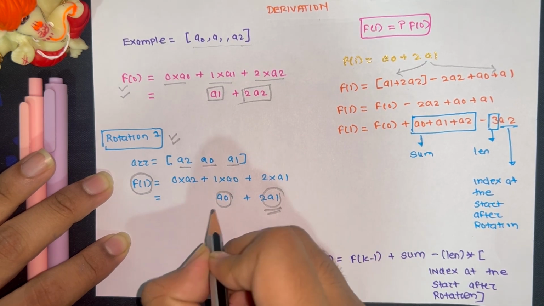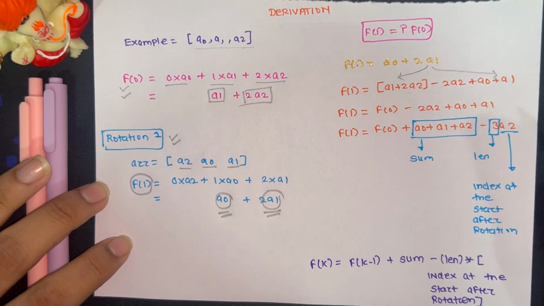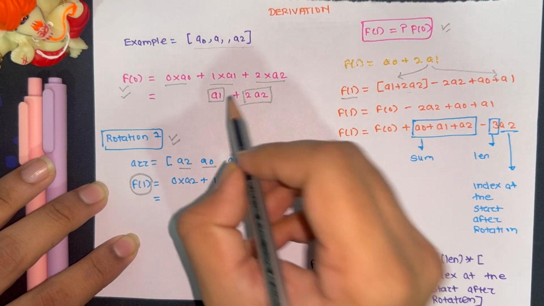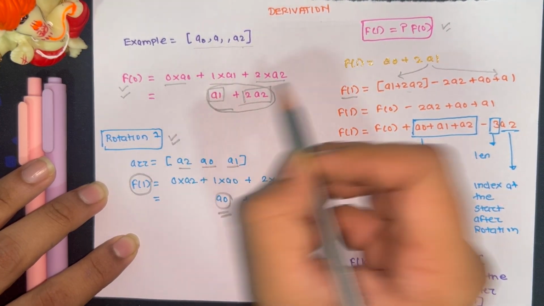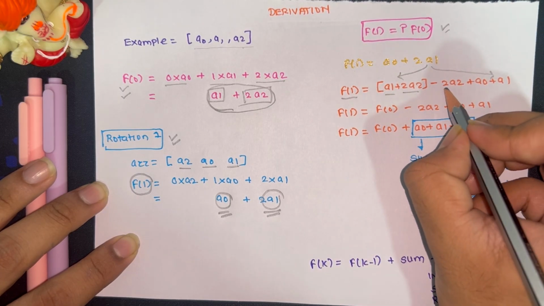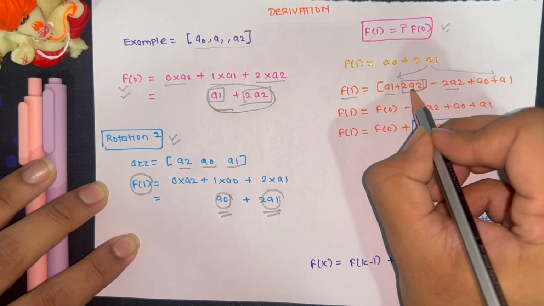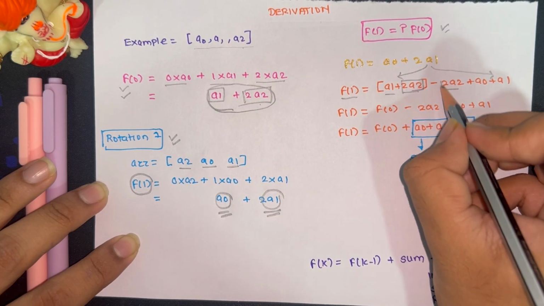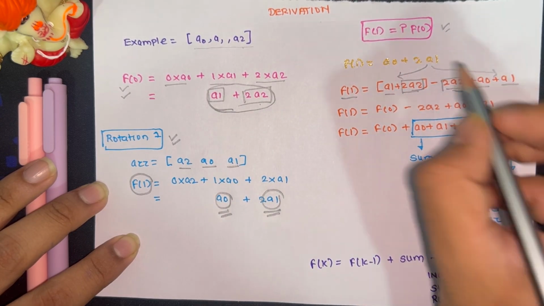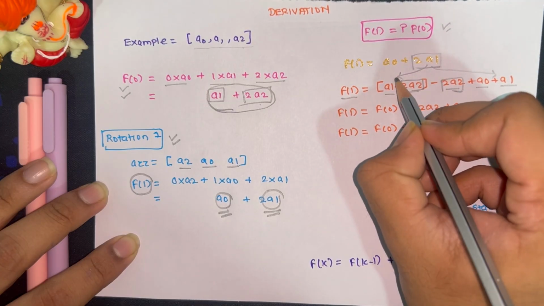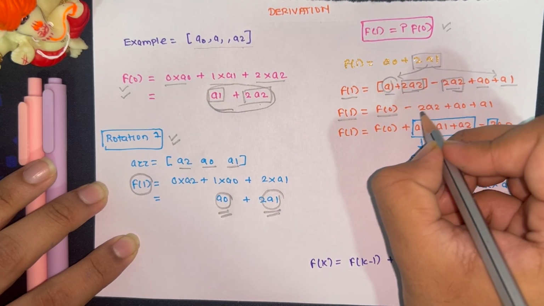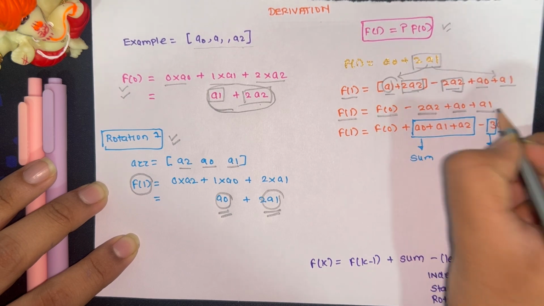Now let's get a relation between f of 0 and f of 1. What if we add this a1 plus 2a2 to this equation? We will get a1 plus 2a2 minus 2a2, because we are adding and subtracting 2a2, plus a0 and a1. We have split a1 and taken it here. So f of 1 will become f of 0 minus 2a2 plus a0 plus a1.